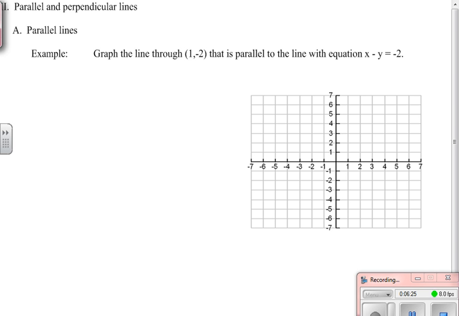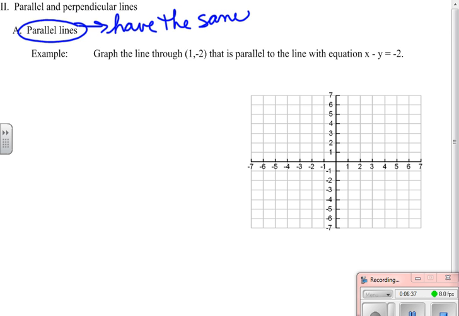Now we're going to start talking about parallel and perpendicular. And the cool thing about parallel lines, they have the same slope. That's the key. So you can look at an equation like this, turn it into slope-intercept form.